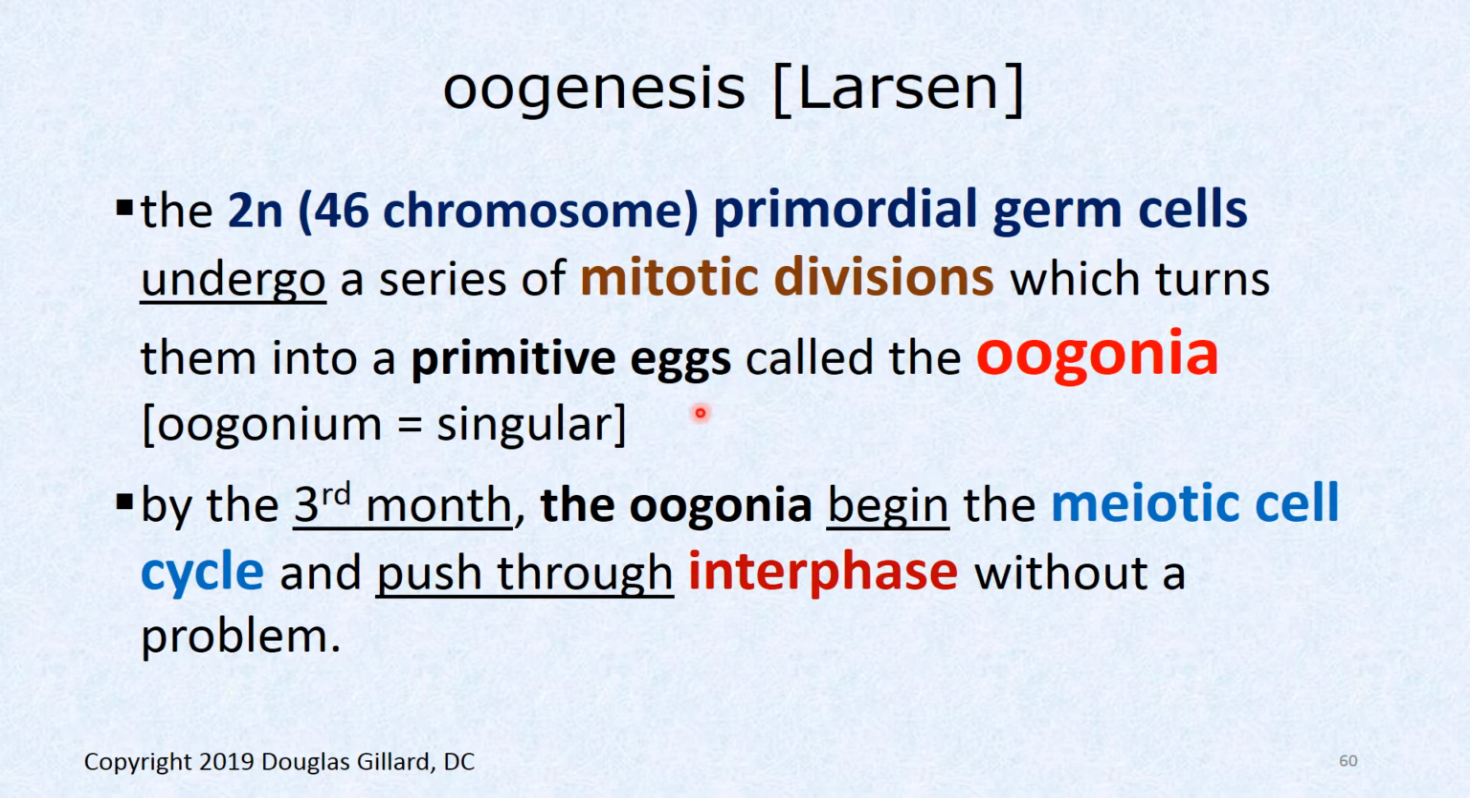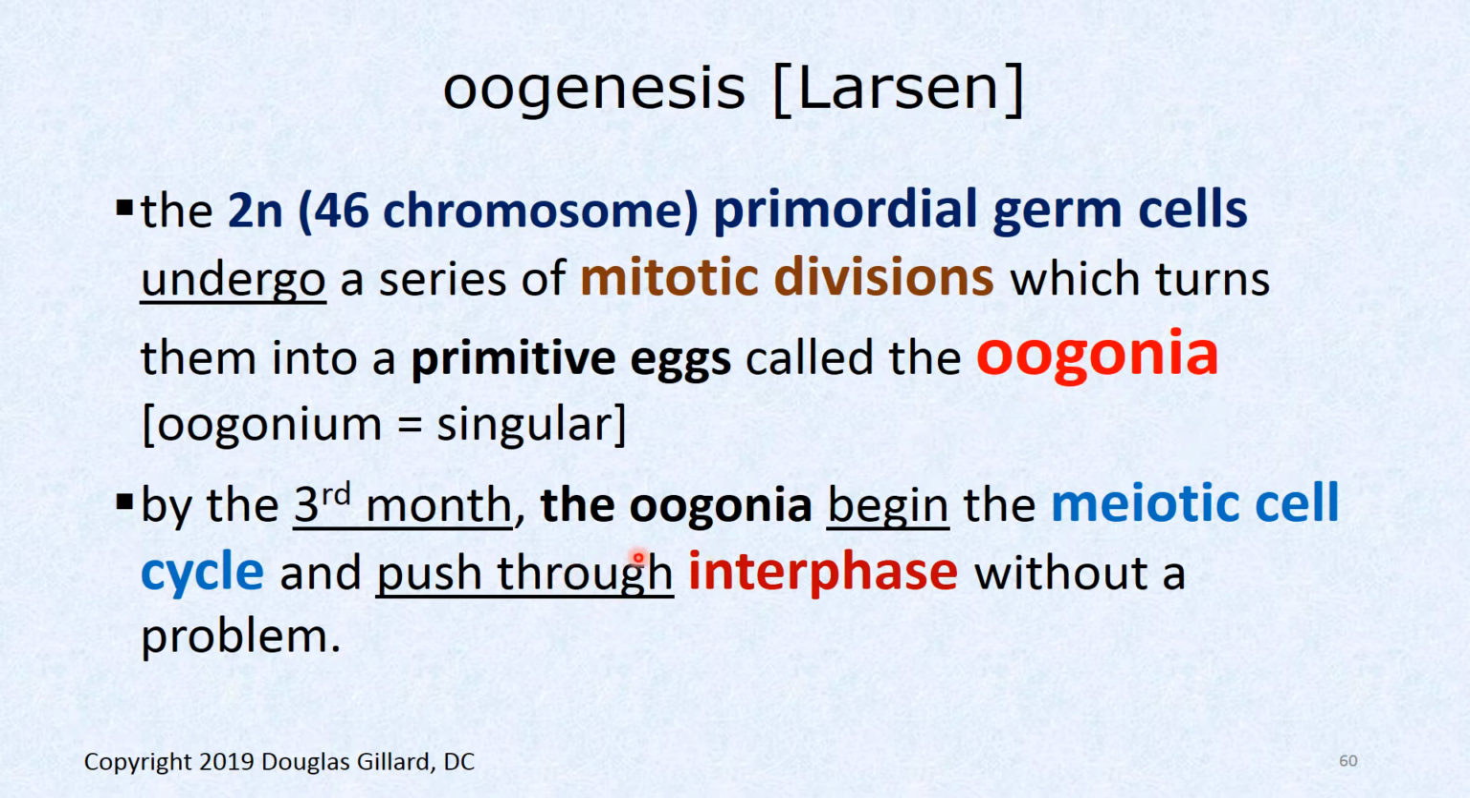Then they're eventually going to turn into primitive eggs, which are called oogonia. Oogonia, that's plural. Singular is oogonium. Authors surprisingly screw that up as well. They go through the whole book saying oogonia, never once oogonium, and they're using this as singular and plural, and that's not the way to do it.